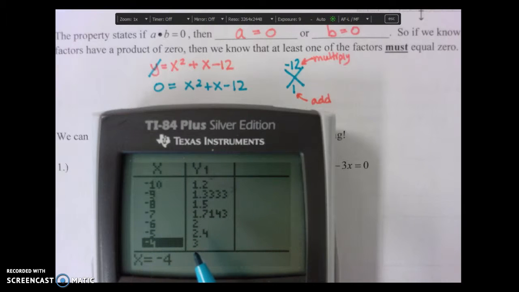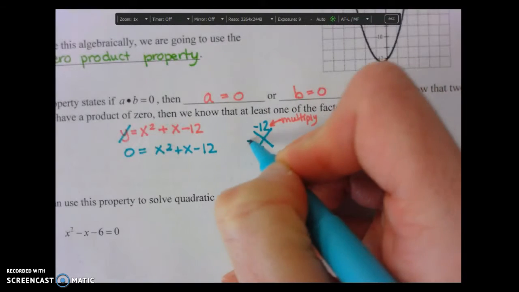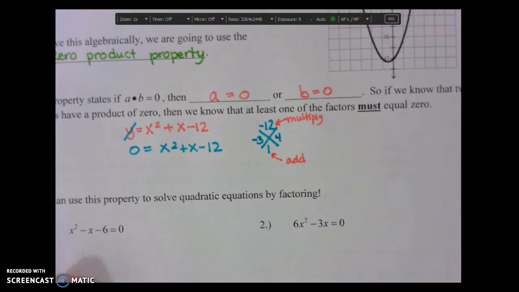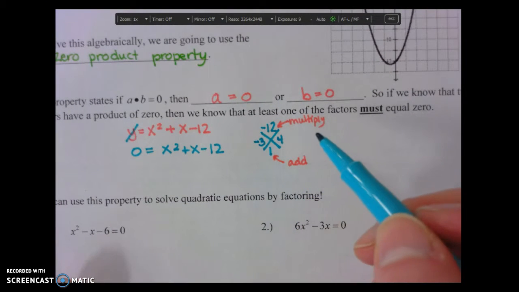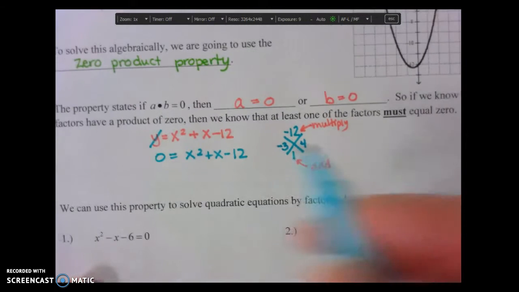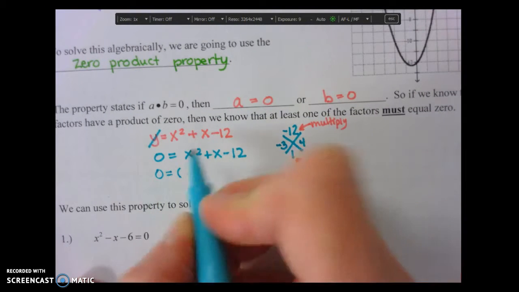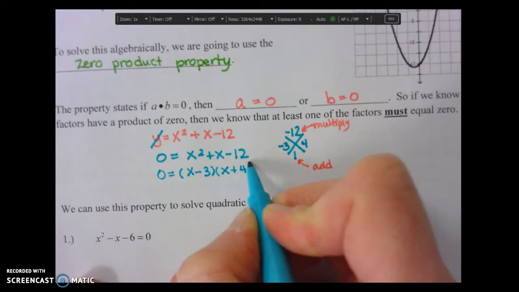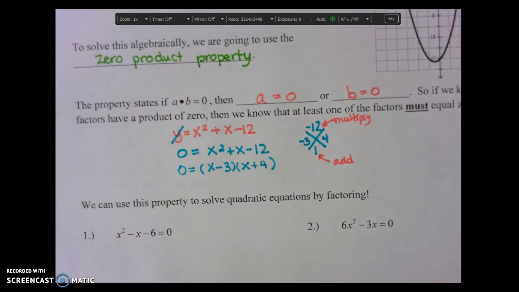Now, -4 and 3 look good, except they add up to give you a -1. If that's the case, look for their opposite pairs. Oops. There I want -3 and 4. And you've got your ordered pair. Double check. -3 times 4 does give me -12. 4 plus -3 gives me 1. And you've got yourself a quickly factored function.